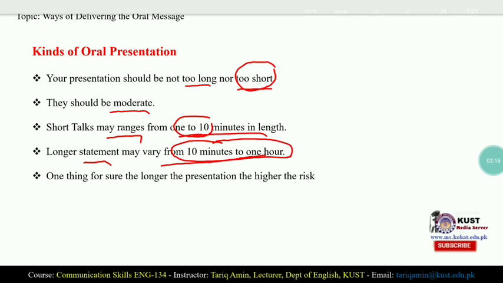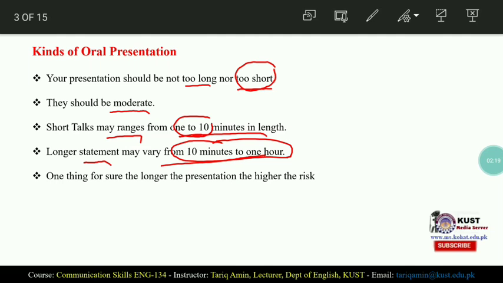One thing for sure, the longer the presentation, the higher the risk. If your presentation is longer, there are more possibilities that your audience will get bored and might not listen to your whole presentation. They might leave in between. So there are higher risks in longer presentations. That is why your presentation should not be too long. You should not bore the audience.